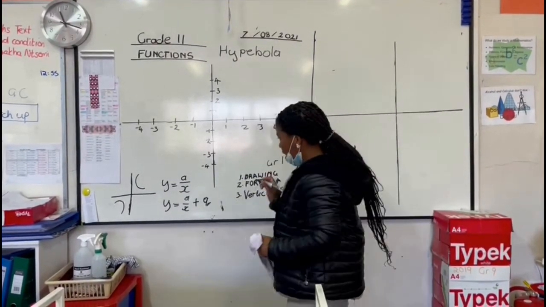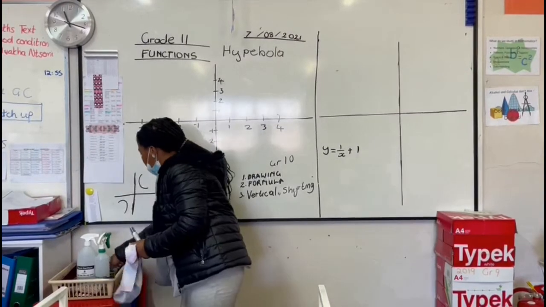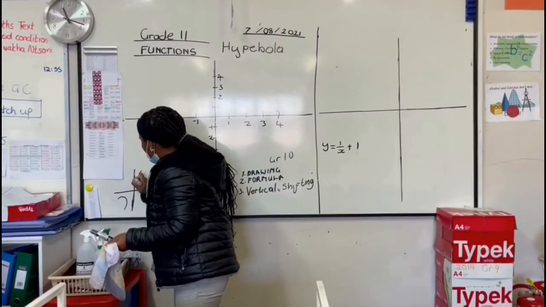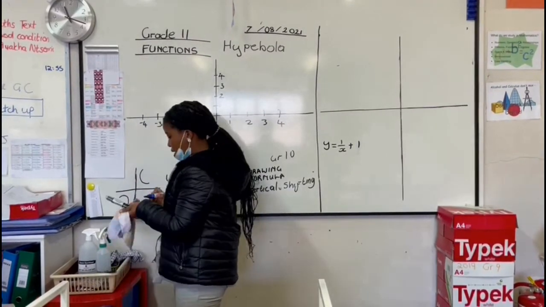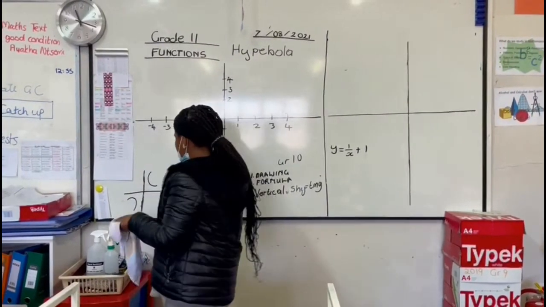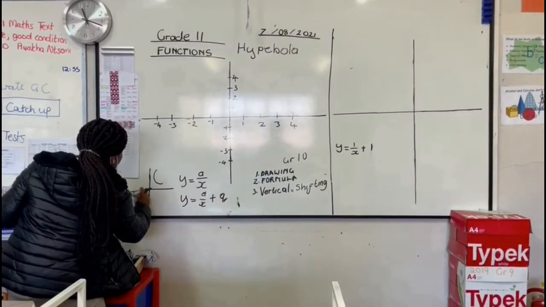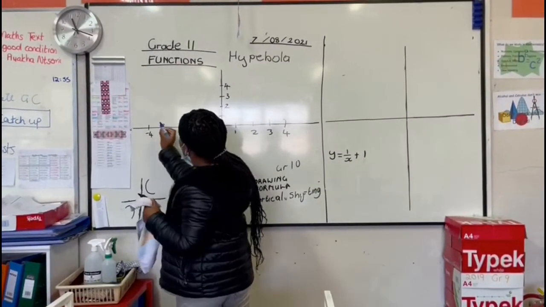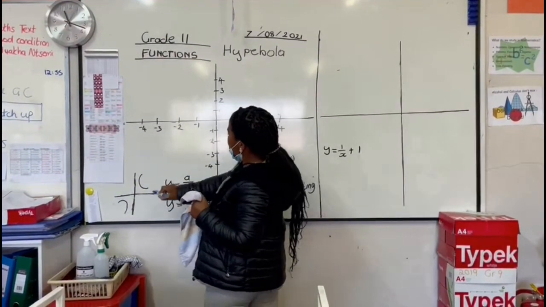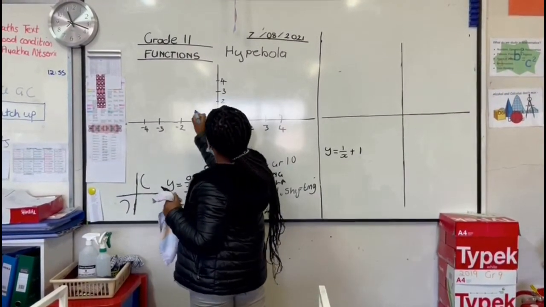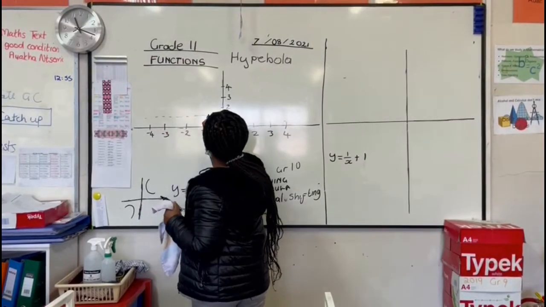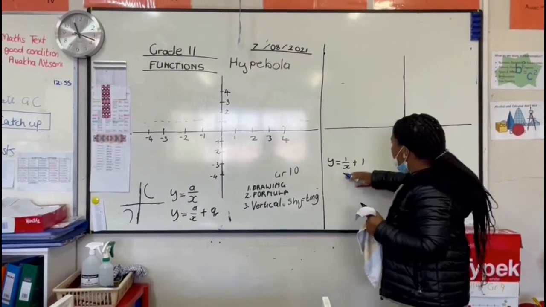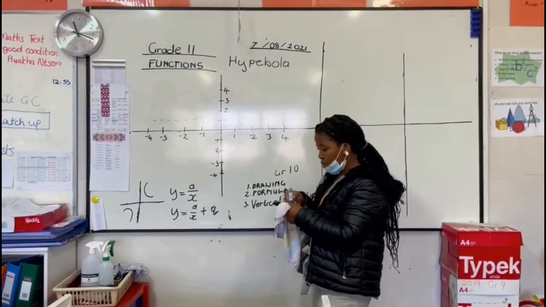So the asymptotes originally, on the original graph, you find them on the y-axis and the x-axis. But if you have shifted 1 up, your asymptote will move from the x-axis to positive 1, since you've shifted 1 up. So this will be your new graph.